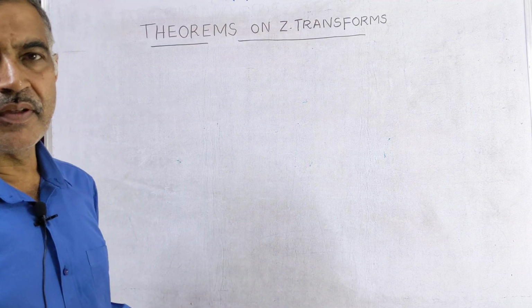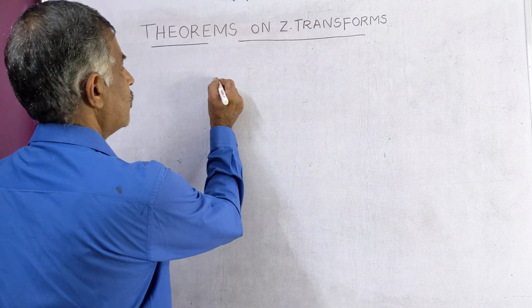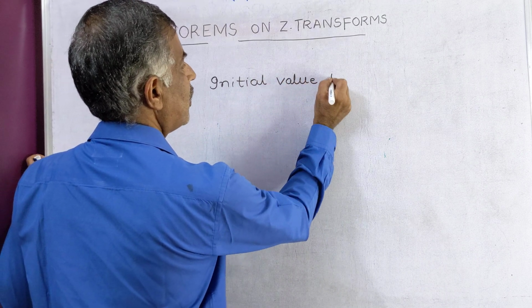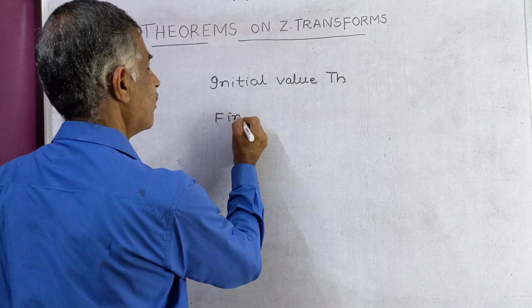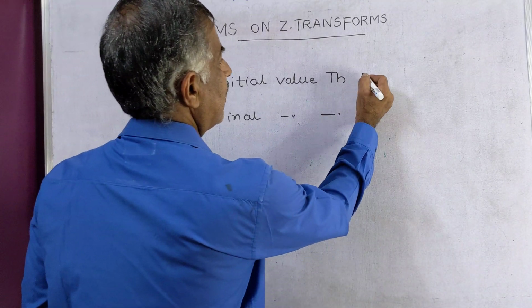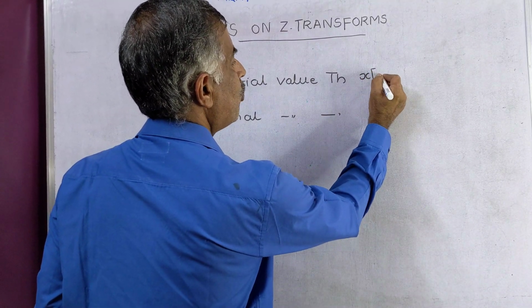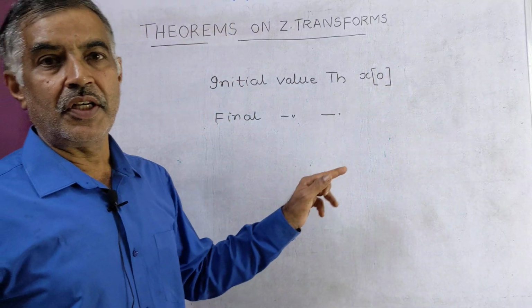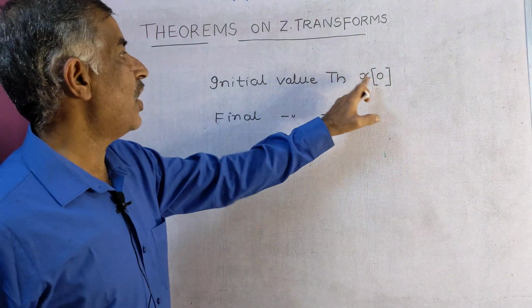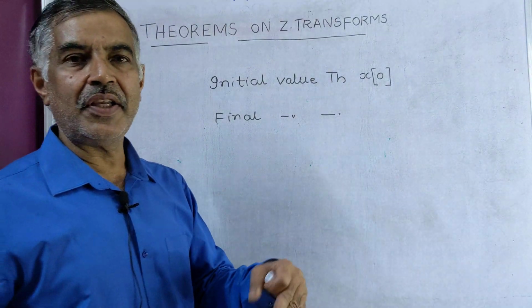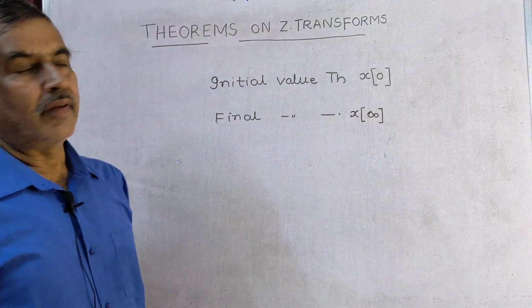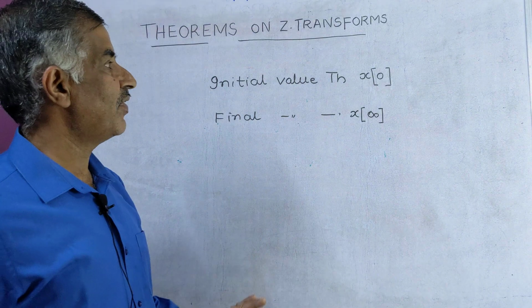Before proving these theorems, first understand what you mean by initial value. What do you mean by initial value? Initial value means the initial value of the function. Initial value means x of 0, that is t equal to 0 or n equal to 0. Final value means the value at infinity, that is at x equal to infinity. This is what is called final value. This is what is called initial value.